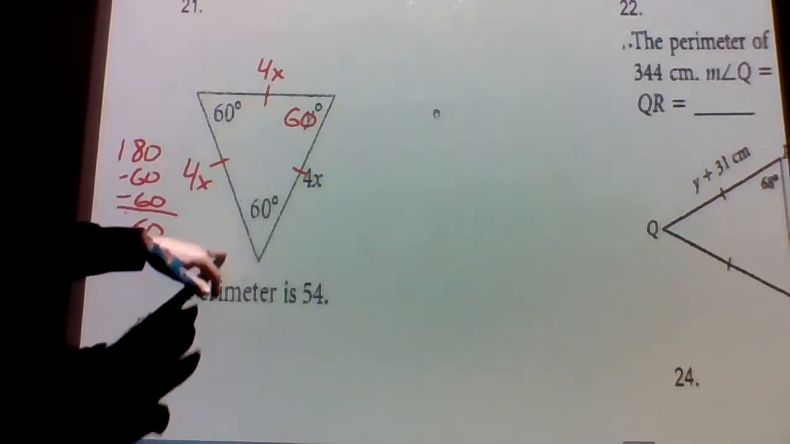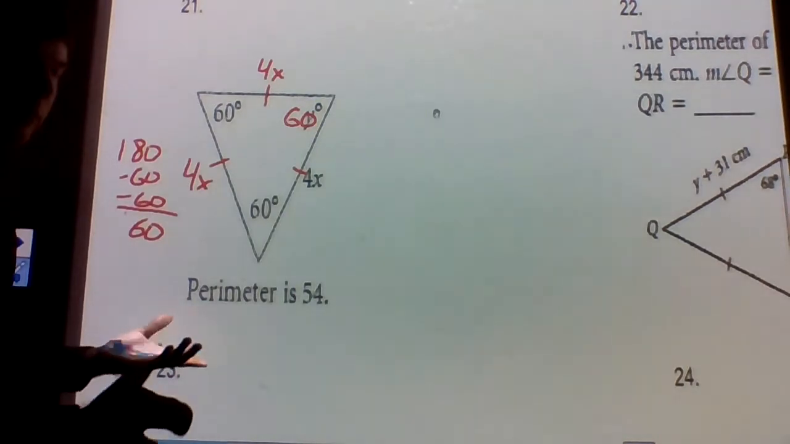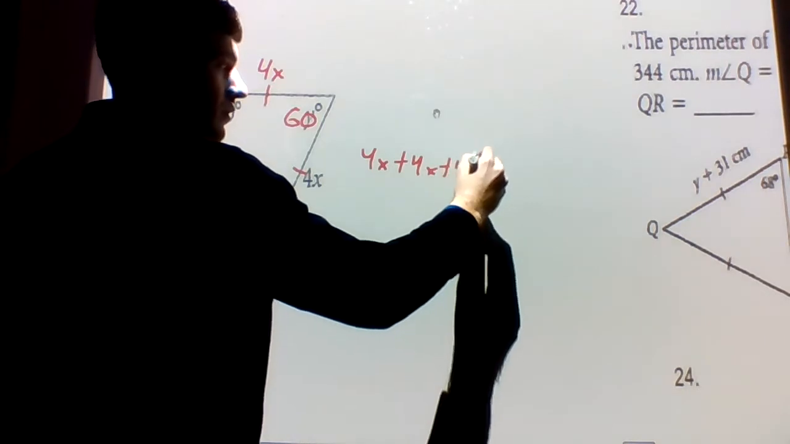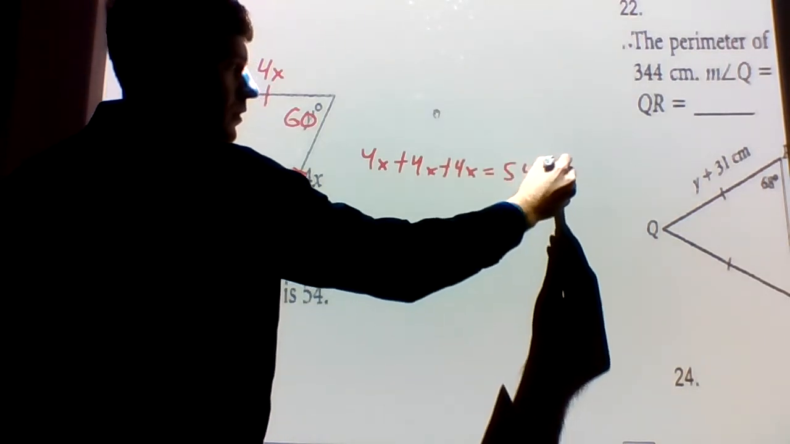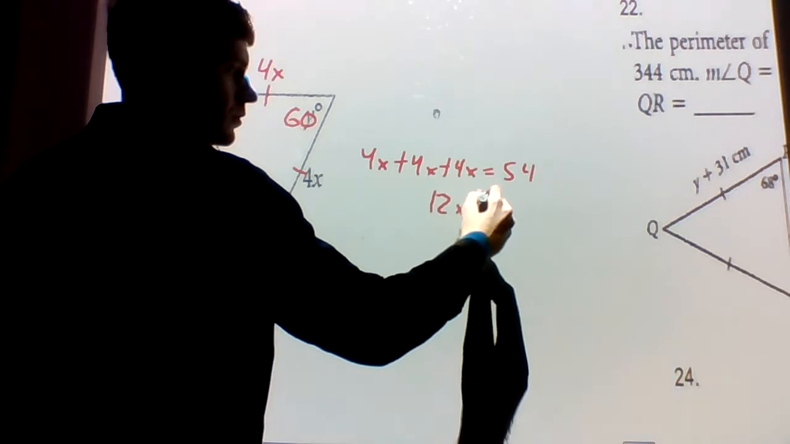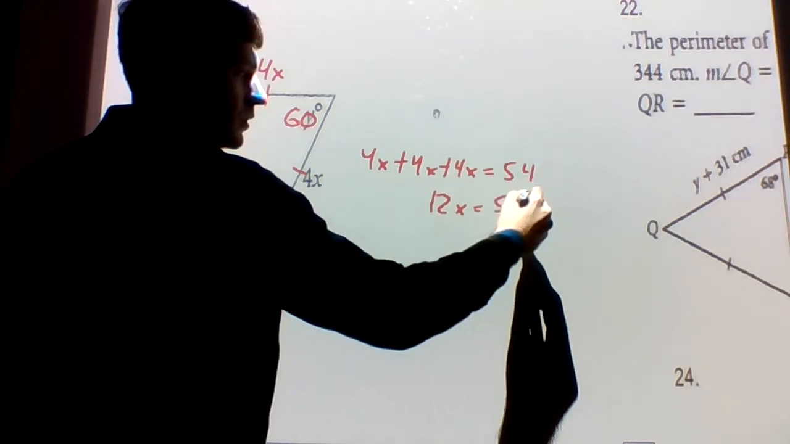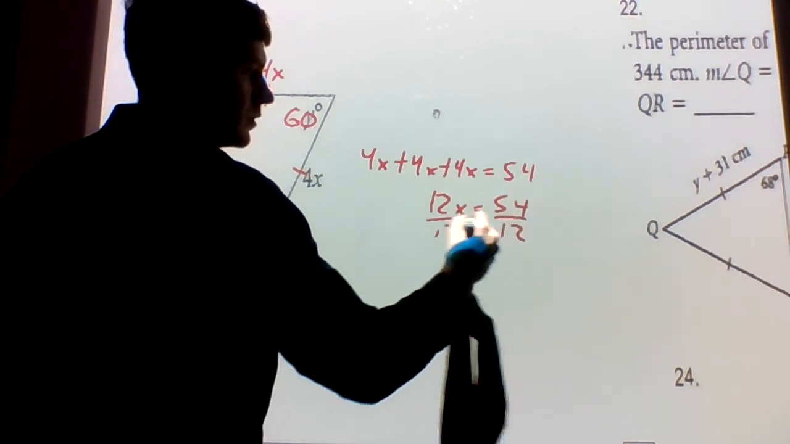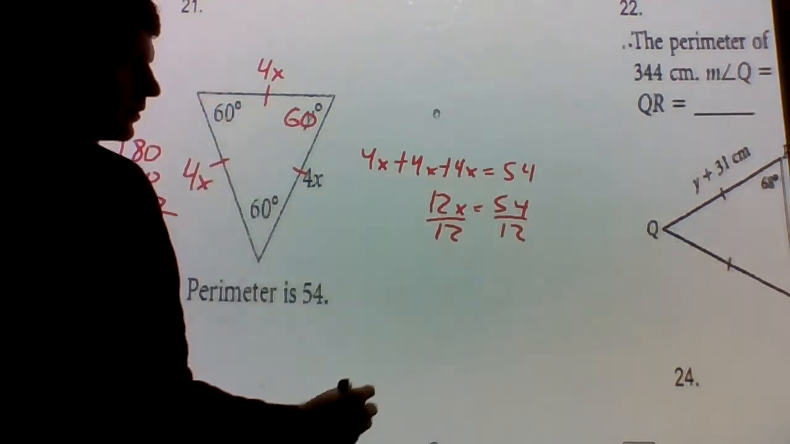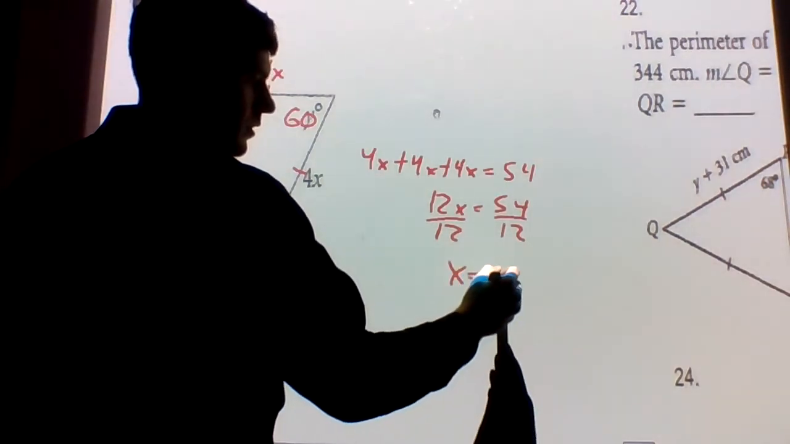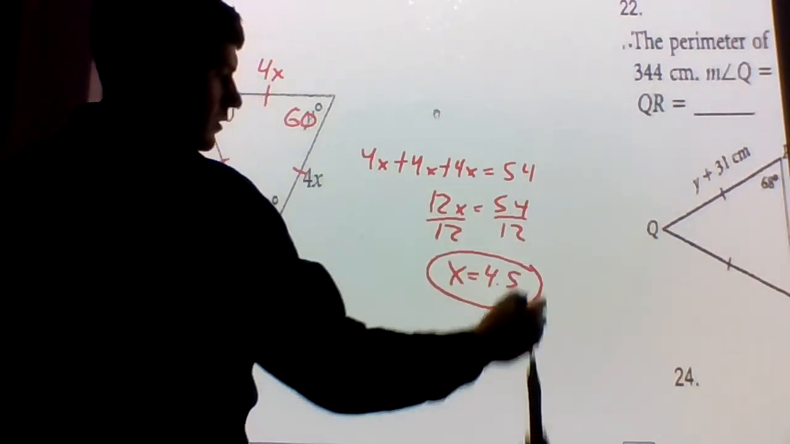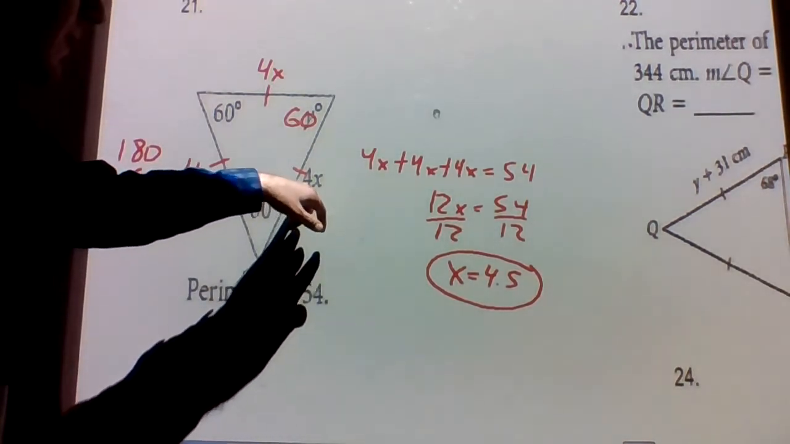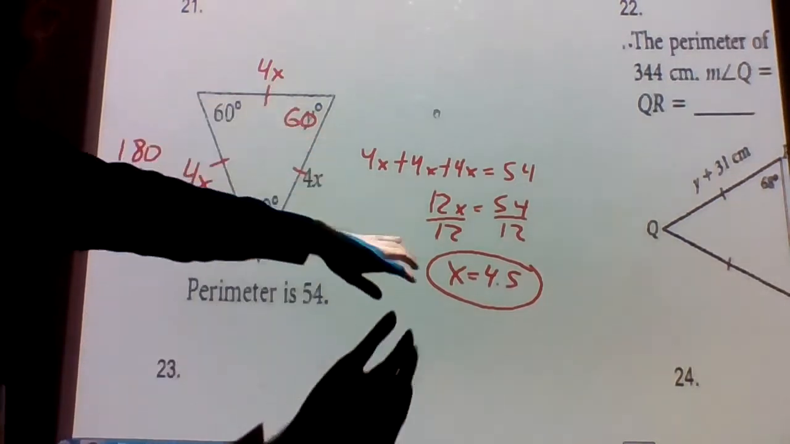Okay. And the perimeter is 54. So all the sides added together, that's your perimeter. So 4x plus 4x plus 4x is going to equal 54. So that is 12x equals 54. That doesn't go evenly, right? That's going to be a half. So 4.5. So each side is going to be 18, 36, 54. Yeah, 4.5.